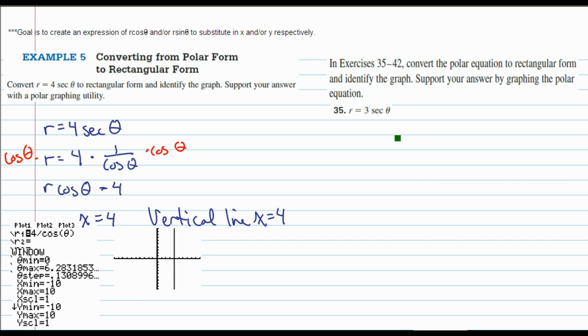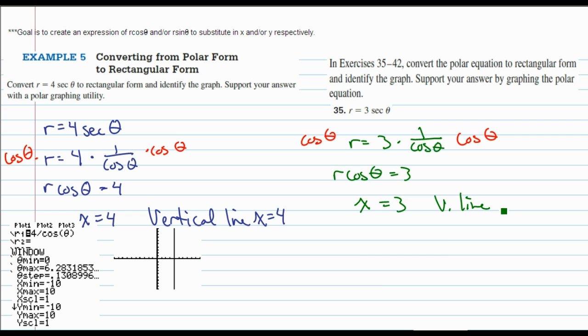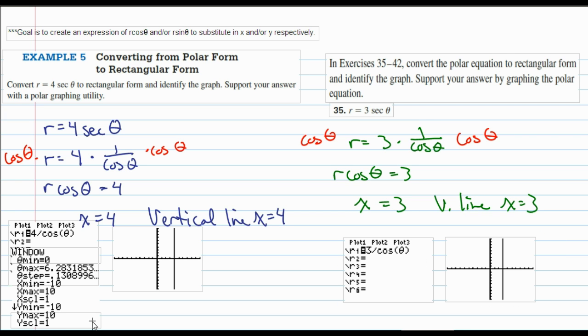Now try problem number 35. Same kind of concept. As a matter of fact, it's going to be the same exact situation, which is why I showed you the previous example. But I'll take r equals 3 times 1 over cosine theta and multiply by cosine theta for each side. So on the left I have an expression r cosine theta that can be substituted in for x, and that would equal 3, so I have a vertical line, x equals 3. And using the same window I used last time, I graphed 3 over cosine theta, and there it is, a vertical line at x equals 3.